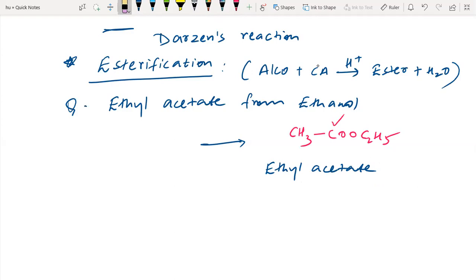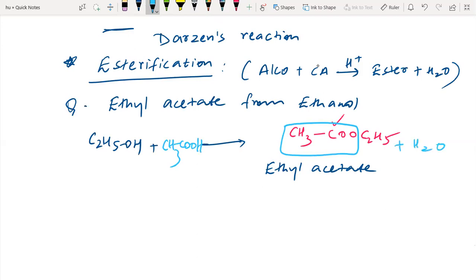Okay, now what? From ethanol. The ethanol structure is C2H5OH. What next do we want here? If you see the right side, this part is extra. Obviously that has to come out here, CH3COO. If you compare left and right, the byproduct which is going to form is water. And that's why obviously we have to write carboxylic acid here.